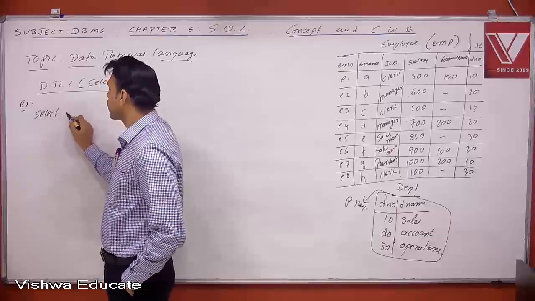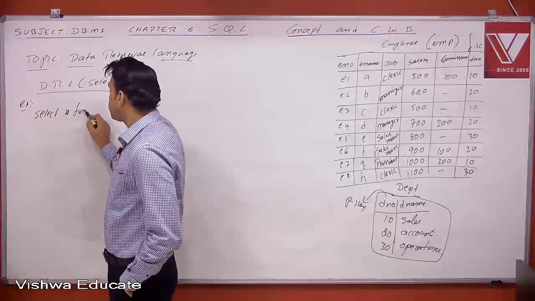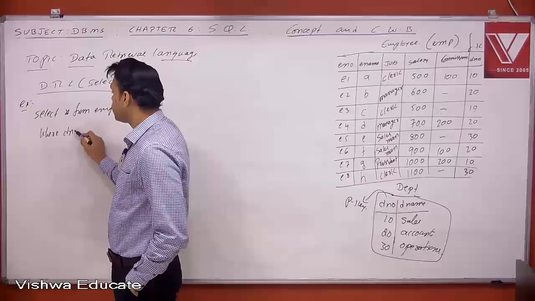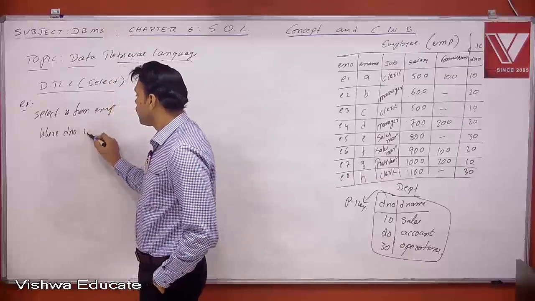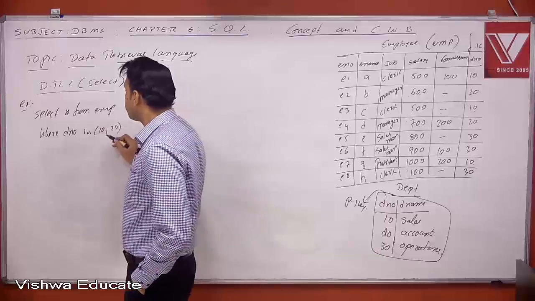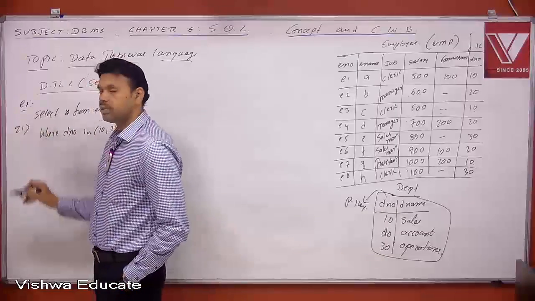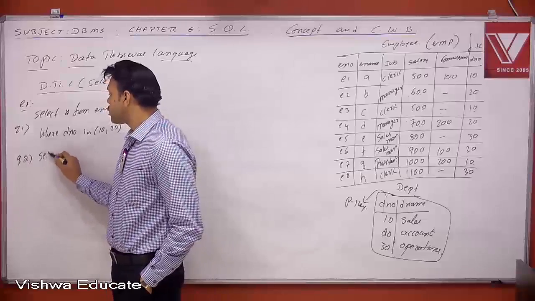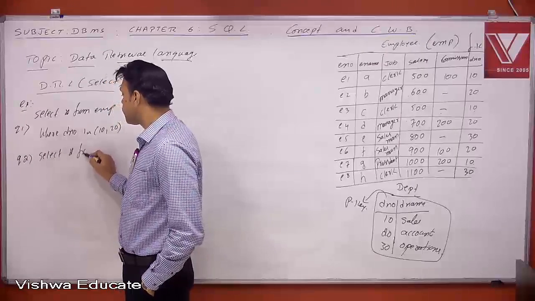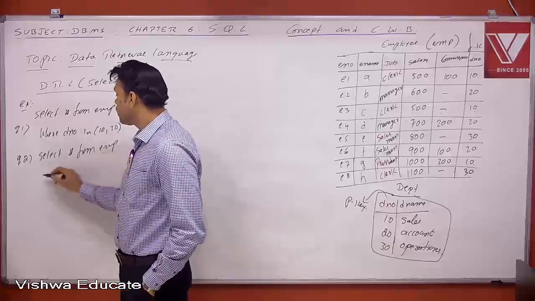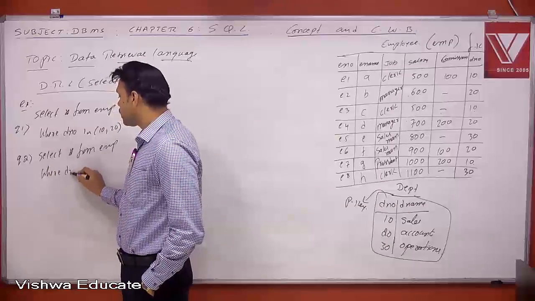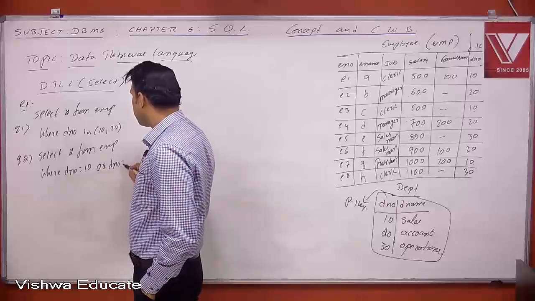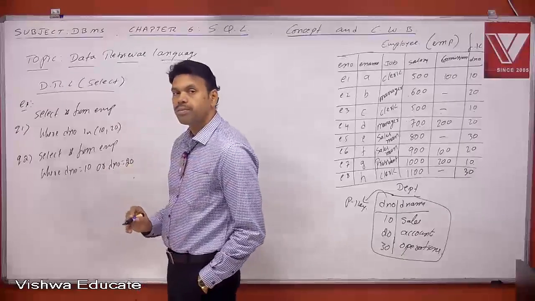I say select asterisk from EMP where DNO in 10, 20. This is query 1. Now my another query is select asterisk from EMP where DNO equal to 10 or DNO equal to 20.